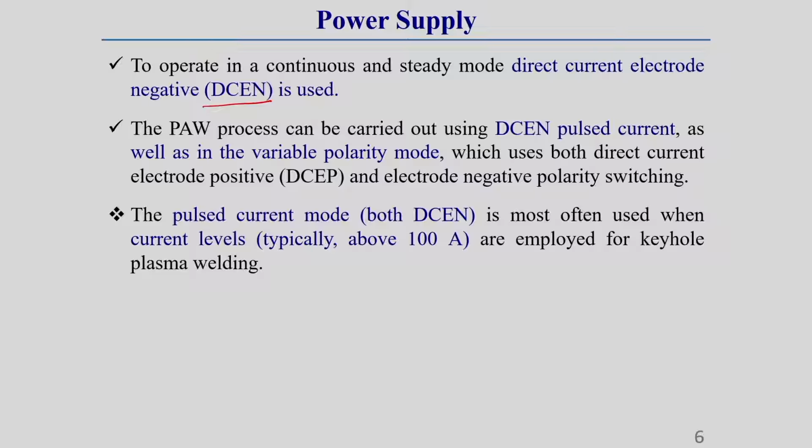But one thing you should keep in mind, this DCEN you can use in two ways, one is steady state or continuous way, another one is called DCEN pulse current mode. Pulse current mode means there will be a direct current, but it will be in pulse mode. Pulse mode in the sense there will be a peak and there will be a down. Let this be the positive and this the negative direction. So, it is a pulse type of current. Pulse means there is a peak pulse, and this one is called the background pulse.